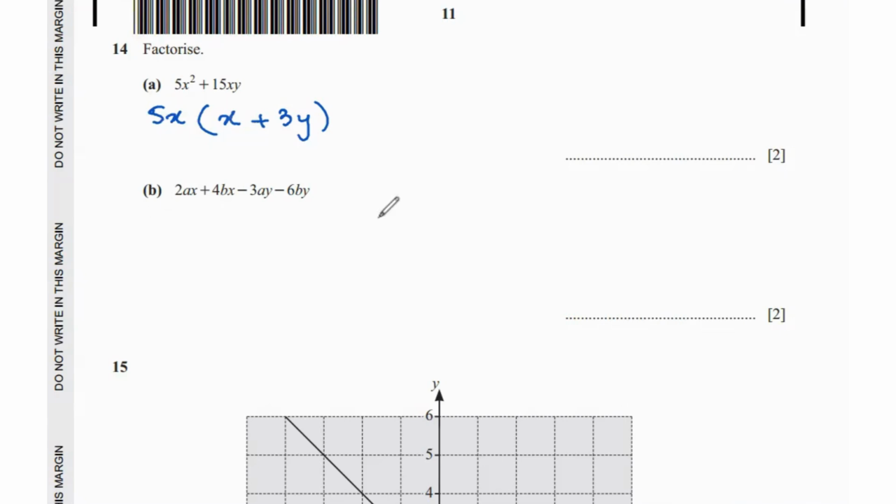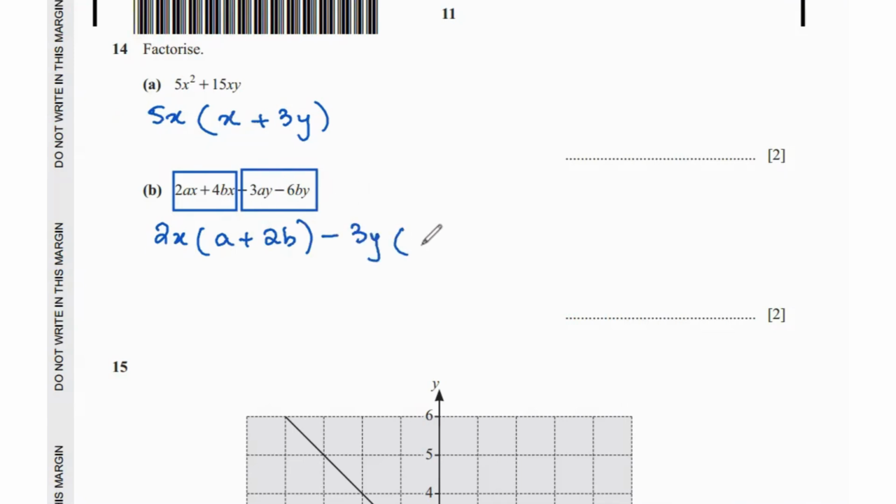Then when we have 4 terms and they want us to factorize it, you can split the expression into two groups. This is the first group and this is your second group. In the first group, we have 2x common, so 2x bracket a plus 2b in the bracket. Then in the next group, we have negative 3y common, so again, a plus 2b is in the bracket. Now between 2x and negative 3y, we have a plus 2b common. So a plus 2b times 2x minus 3y is your fully factorized answer.